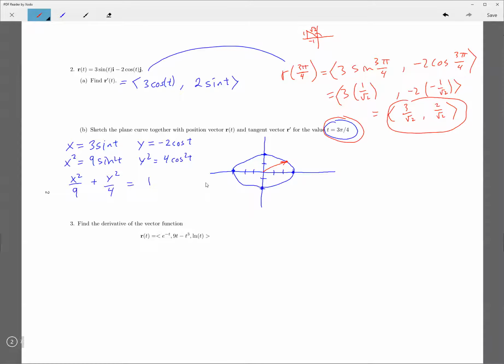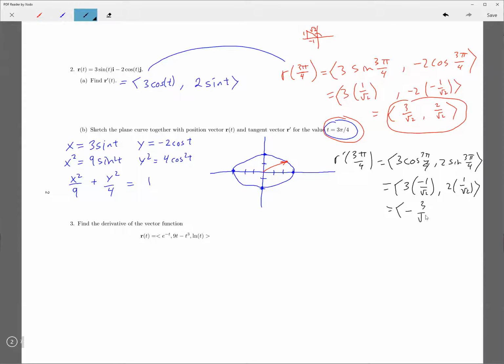Looking at all the answers, it looks like the only one that works is the bottom right, but we can also figure out what R prime of 3 pi over 4 is. That's going to be 3 cosine of 3 pi over 4, and 2 sine of 3 pi over 4, which is 3 times negative 1 over root 2, and 2 times positive 1 over root 2. So that's negative 3 over root 2, comma 2 over root 2.